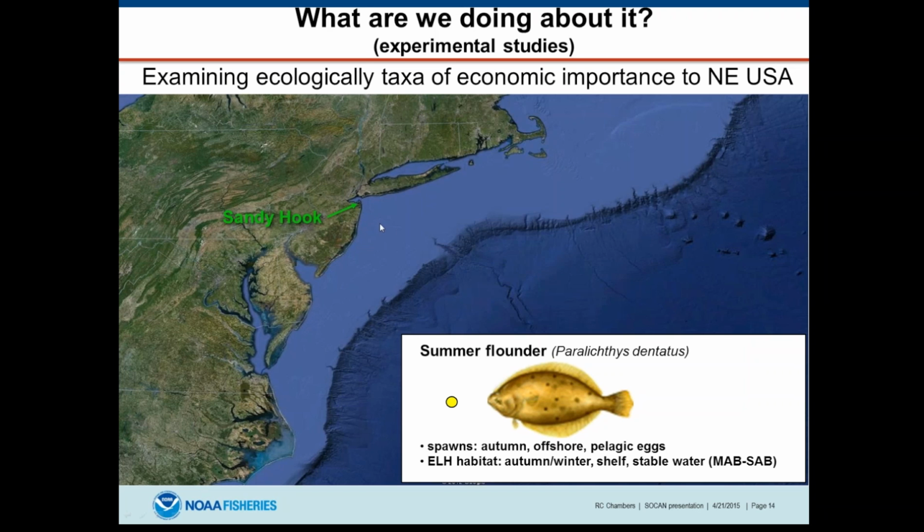So summer flounder is one of our 2 species that we've been working with. Again, our animals were collected in the inshore waters in the summer before they went offshore to spawn over shelf waters.